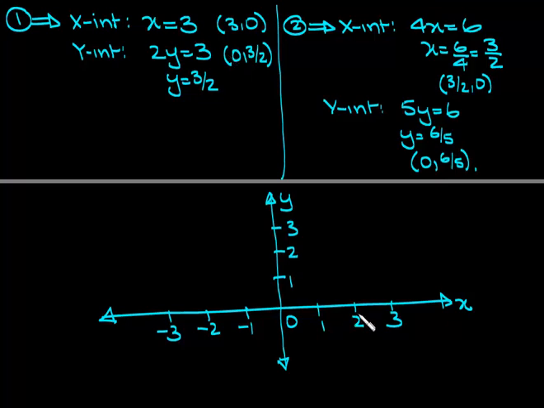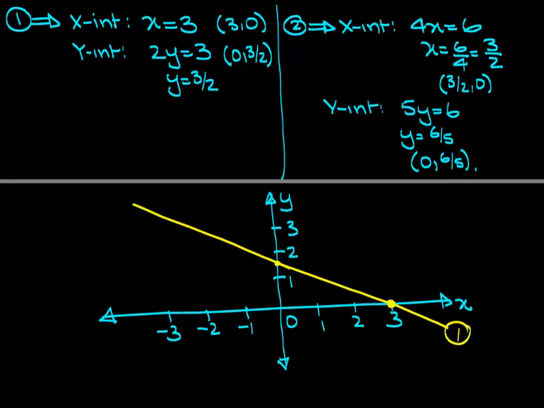The x-intercept is (3, 0), that's this point. The y-intercept is (0, 3/2), so (0, 1.5), so that'll be over here somewhere. So I'm going to connect those 2 points, and I get my first line. And I'll label it 1. Always draw your lines and label them.